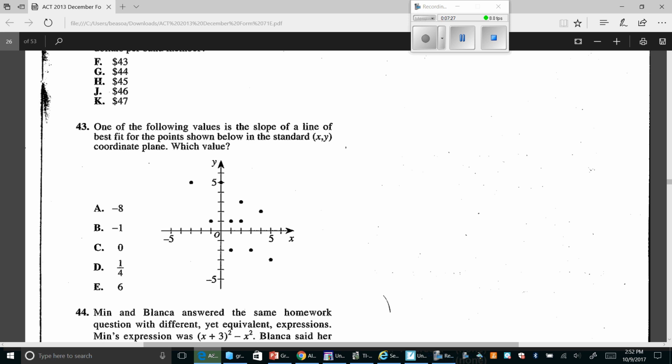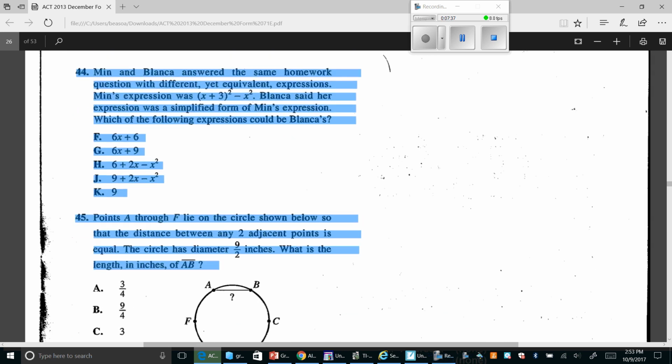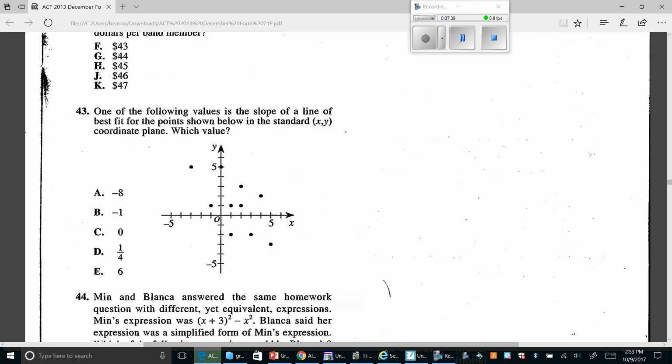So if you look in here, if I went down 1 and over 1, that would pretty much fit it. -8 means I'd need to go down 8 and over 1, and that would be way off. So just looking at these, my answer would be B.